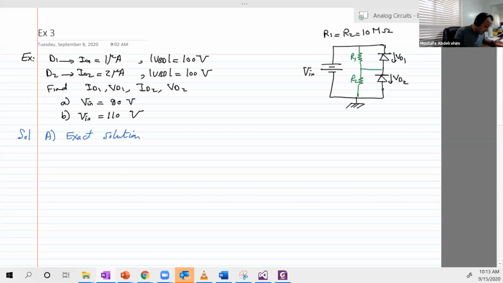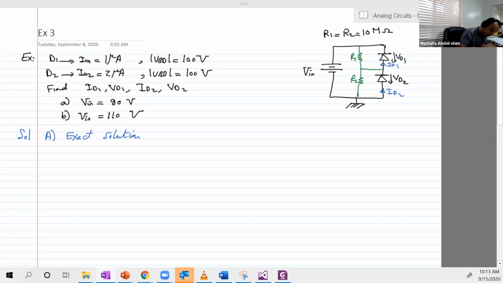Again, we have four unknowns: ID1, ID2, VD1, and VD2. And again, these directions are very important, because based on this direction we make KVL and KCL. So you must assume them properly. So for the exact solution we need 4 equations.